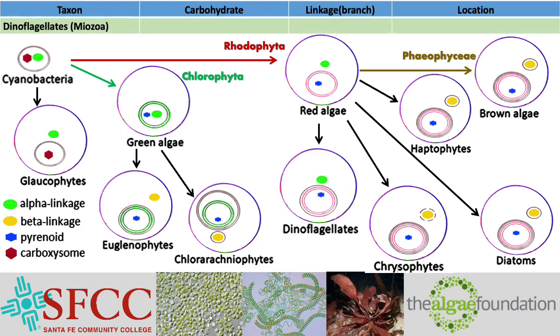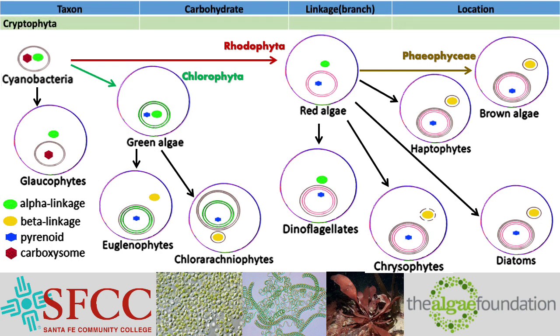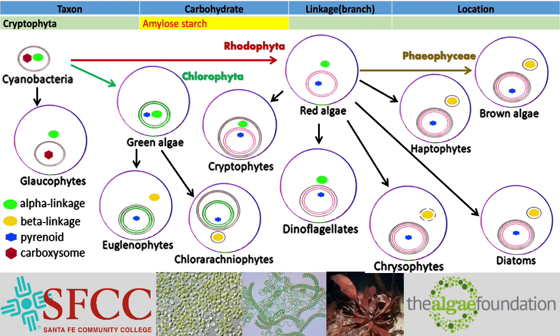The dinoflagellates store their energy in alpha-1,4 linked starch in the cytoplasm. Cryptophytes are similar to the dinoflagellates in the type of starch, but their chloroplast is enclosed in an envelope that is vacuole-like. The starch is stored in the space between the chloroplast and the outer envelope called the periplastid space. They also have a pyrenoid in the chloroplast.